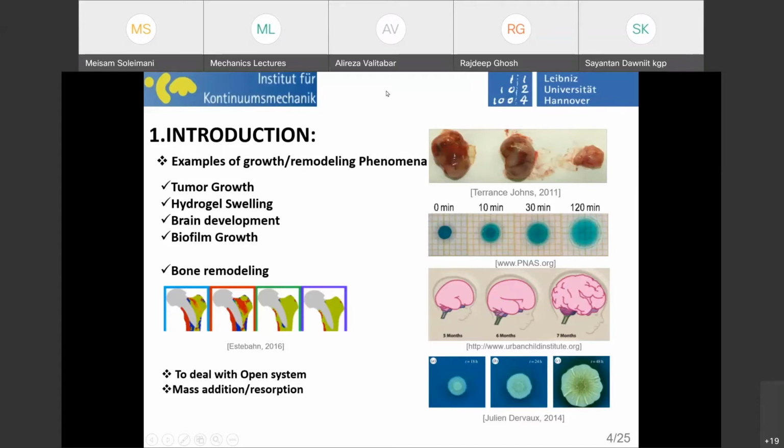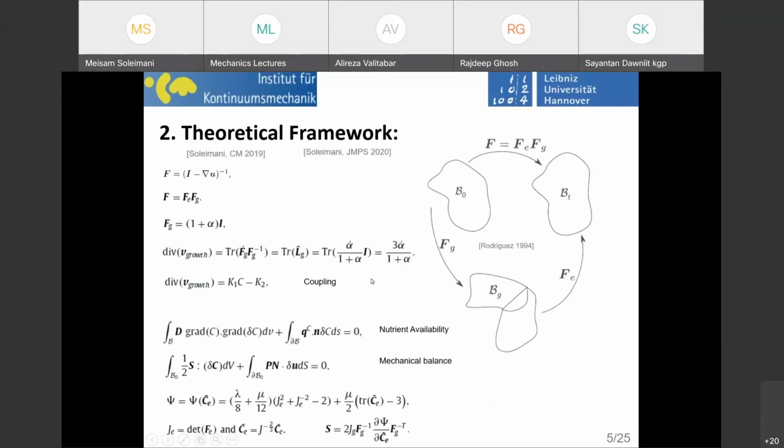Of course, you can also talk about the reverse process. It means that if the volume of something decreases, you would get shrinkage. In this case, instead of reproducing new cells, we are talking about the death or decay of the cells. So this is like the reverse process. The same thing for remodeling is also quite imaginable.